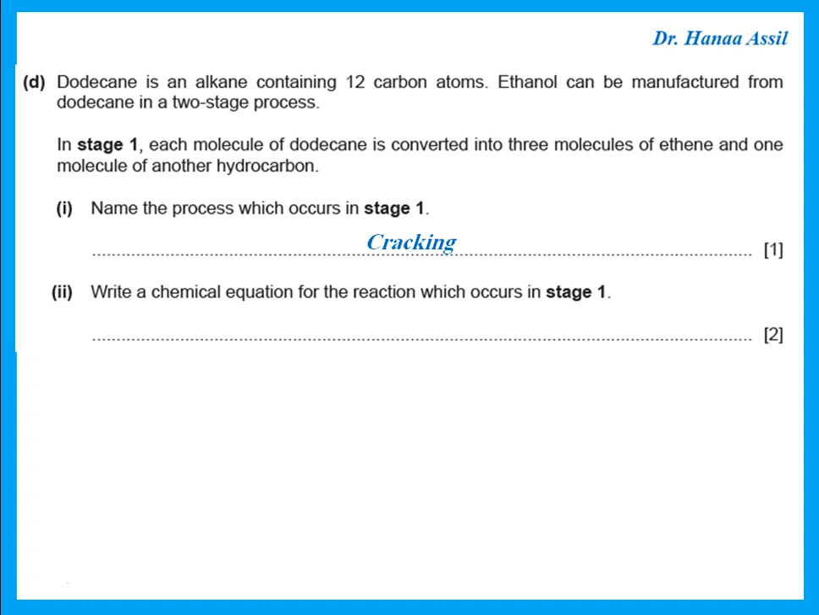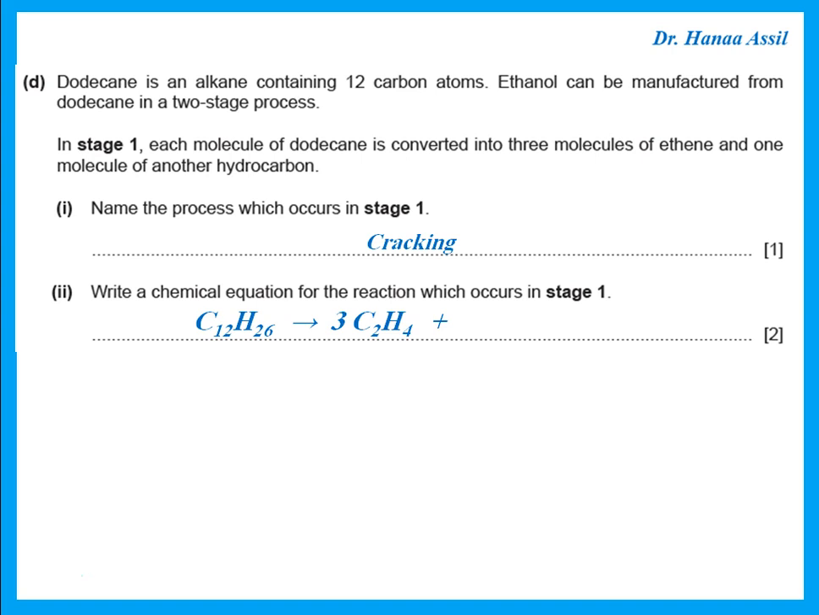What do you think is the formula of dodecane? He's telling me it's an alkane. Do you know the general formula of alkanes? The general formula for alkanes is CnH2n+2. And he's saying it's an alkane containing 12 carbon atoms. So if it is C12, it is H what? You should realize 2n+2. So if it is C12, the H will be 2 times 12, which is 24, plus 2, so that's 26.